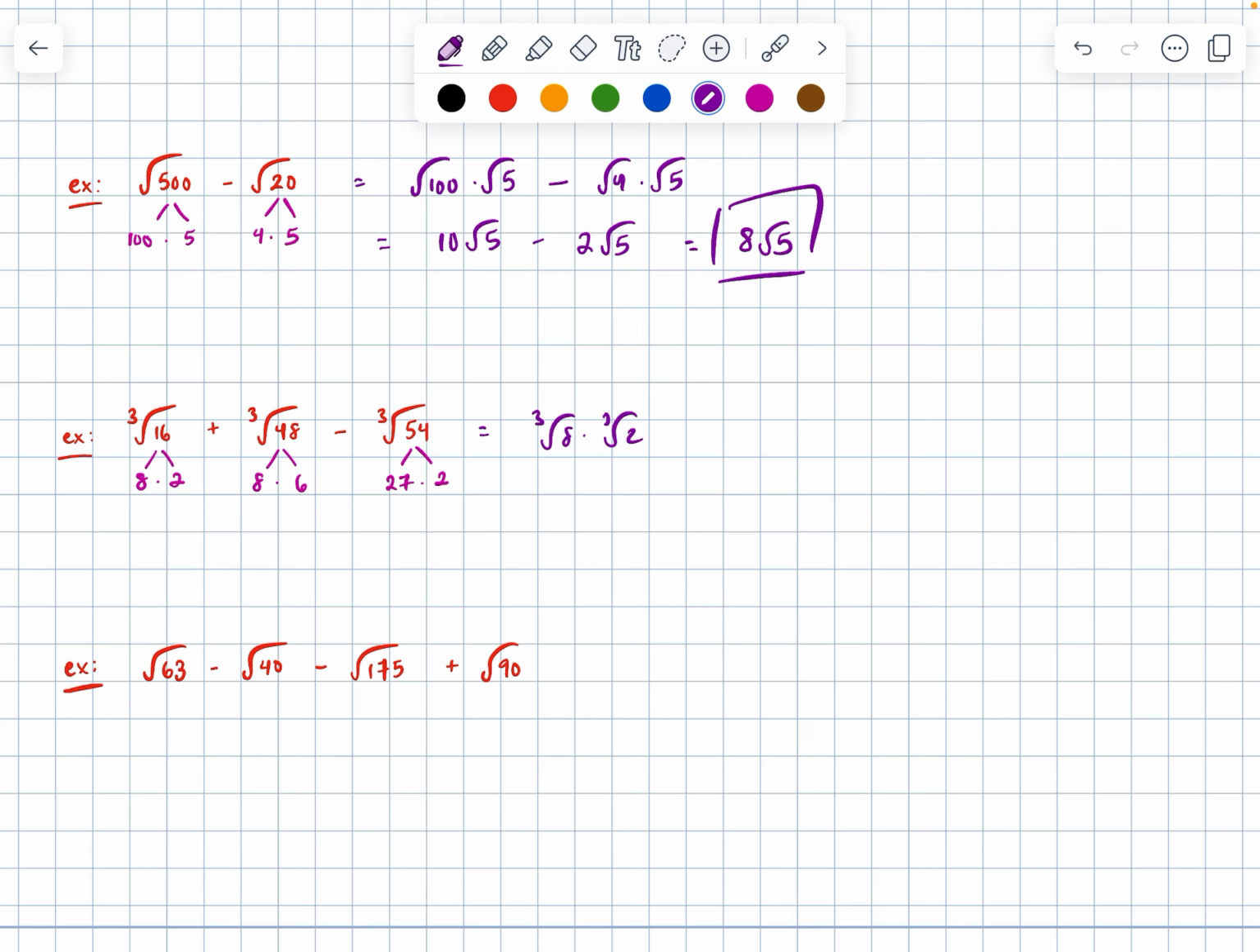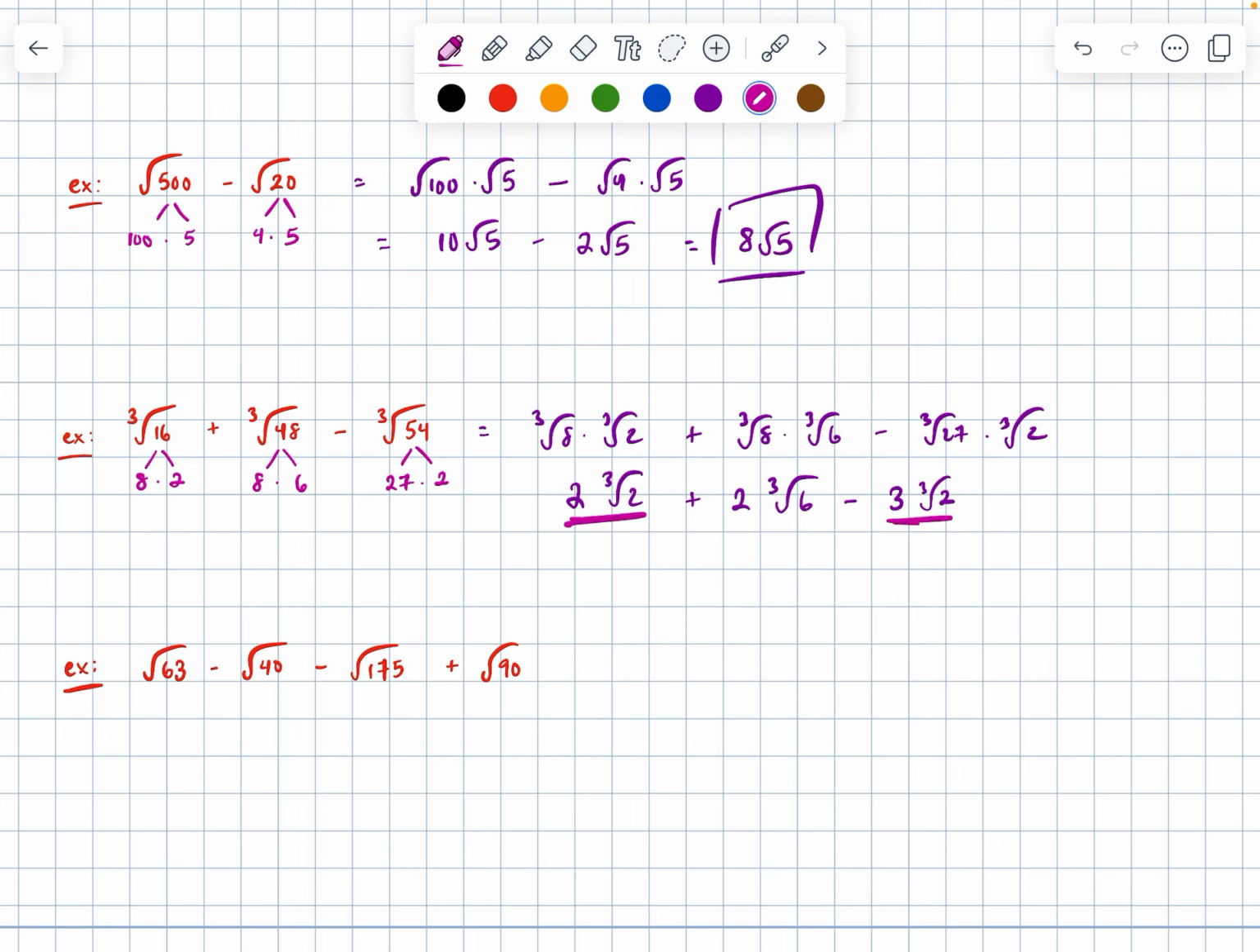The cube root of 16 is the cube root of 8 times the cube root of 2, plus the cube root of 48, which is the cube root of 8 times the cube root of 6, minus the cube root of 54, which is the cube root of 27 times the cube root of 2. Well, the cube root of 8 I know is 2, so this is 2 times the cube root of 2, plus, again, another cube root of 8, so that's 2 times the cube root of 6, minus the cube root of 27 is 3 times the cube root of 2.